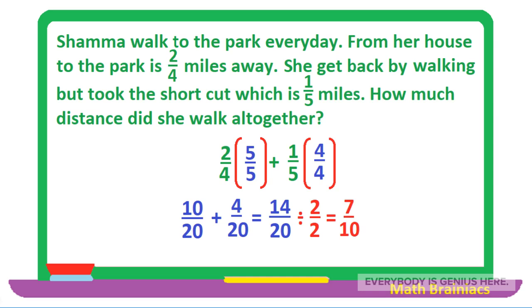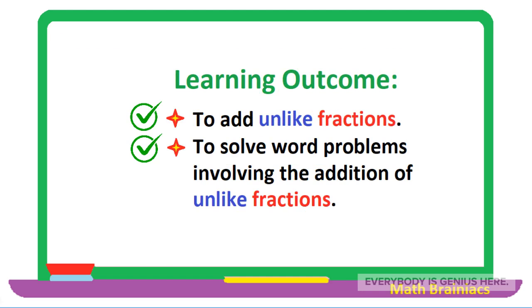14 divided by 2 will give us 7, and 20 divided by 2 will give us 10. Therefore, the simplest form of 14 over 20 is 7 over 10. Correspondingly, we have met our goal for today's lesson.